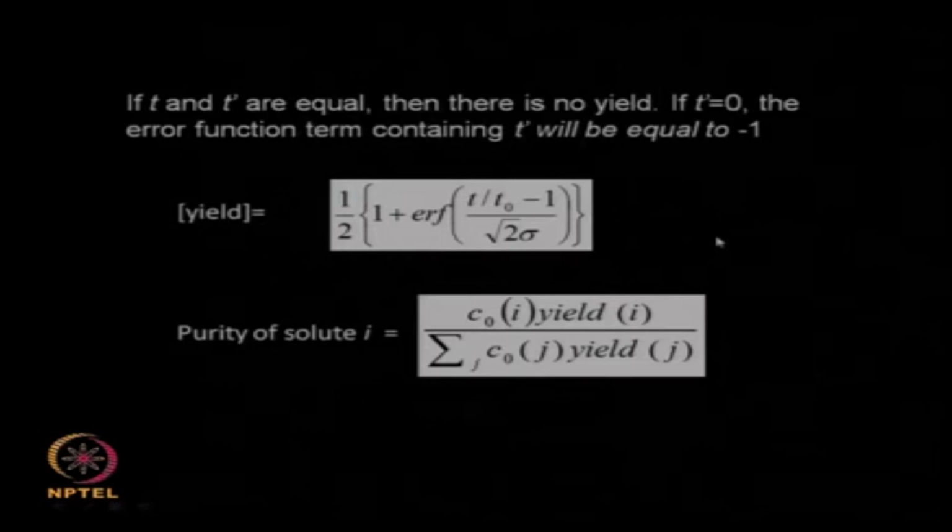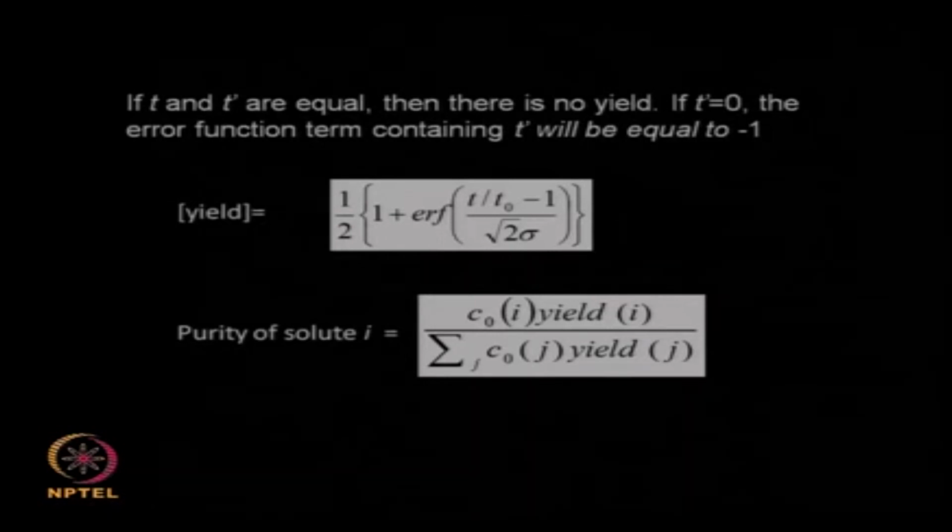Now any mixture of protein is going to have many components, so there is always a purity factor involved in it. So the purity of solute i is given by C0i × yield i divided by the sum over j of C0j × yield j, where j could be 1 to n, and n is the number of components present in your protein mixture. So that is the equation for purity.